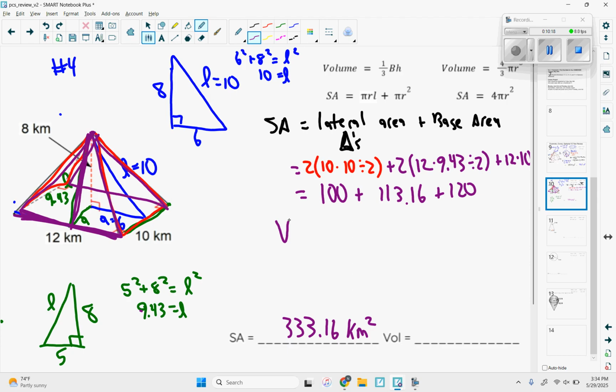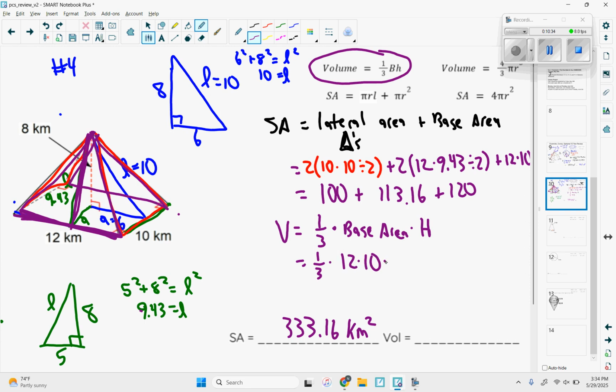Good thing is volume is much easier. Again, using this formula, 1/3 times the base area times the height. That's 1/3. The base area was 12 times 10. The height is 8. We're going to go ahead and multiply all that out, and we get a total of 320 kilometers cubed. Okay. So let's move on to our next shape.